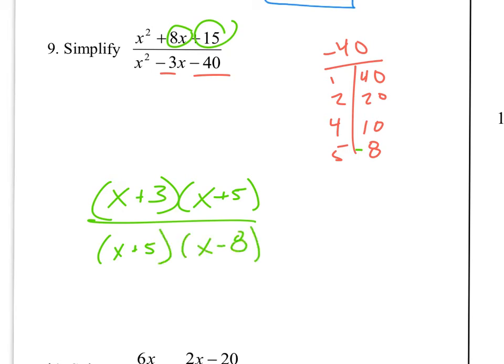So if we think about what we can simplify out of there, those x plus 5s are going to divide out, and our answer is just x plus 3 over x minus 8. That's all that question wanted us to do.